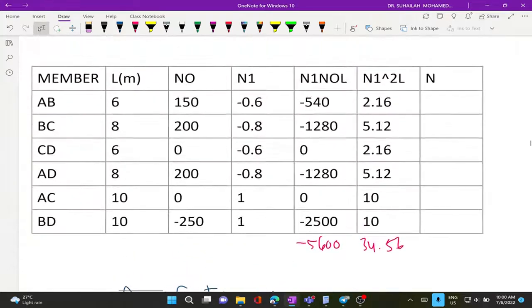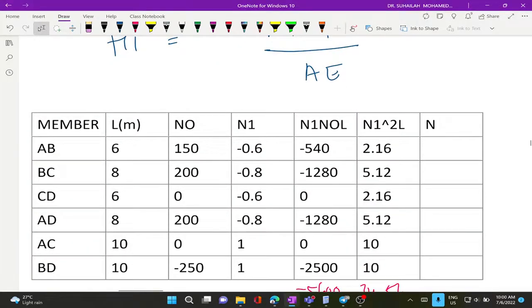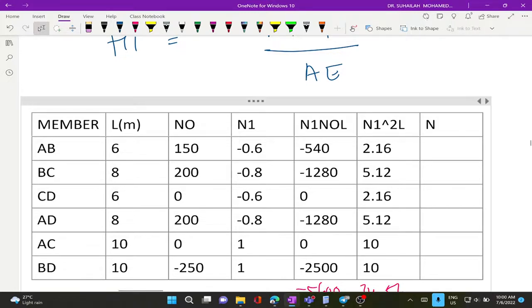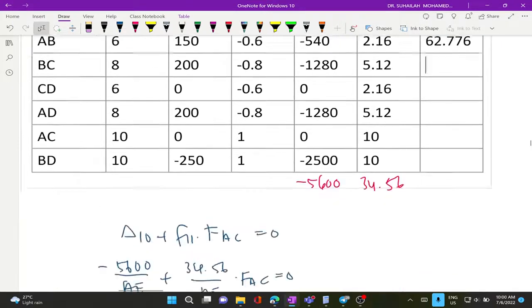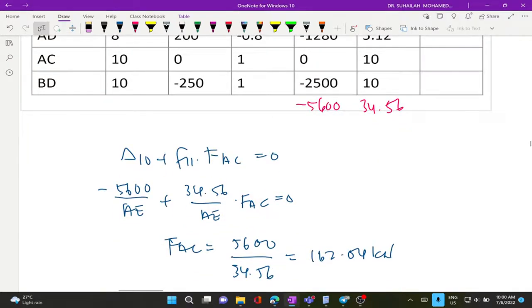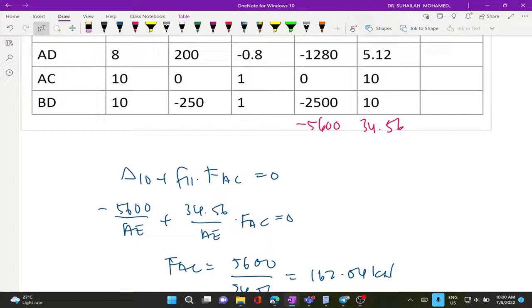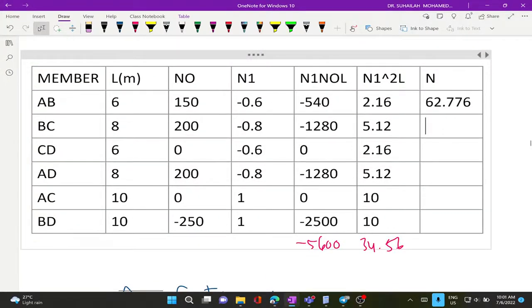For AB: 162.04 times N1, 0.6 negative, plus 150, so we get 52.776. For the second value, BC: 162.04 times N1, negative 0.8, plus 200, so this is 70.368.